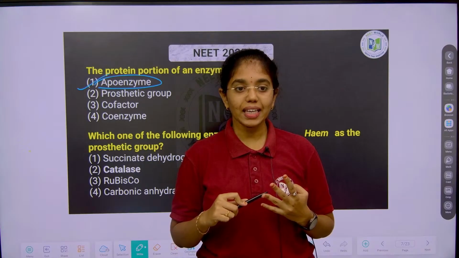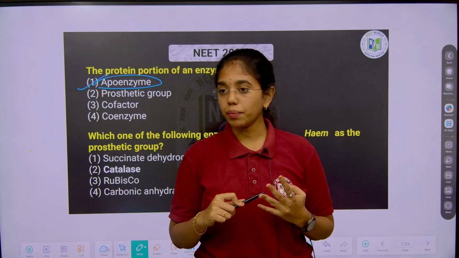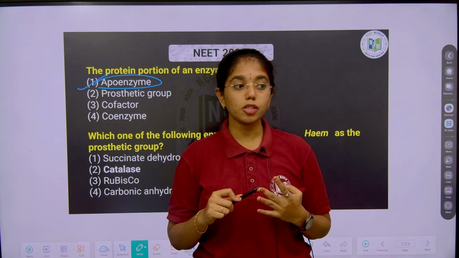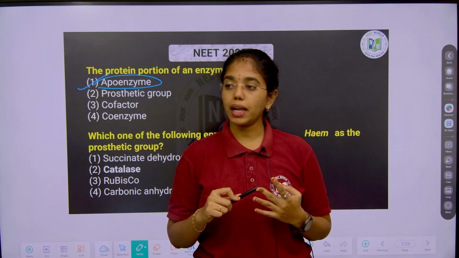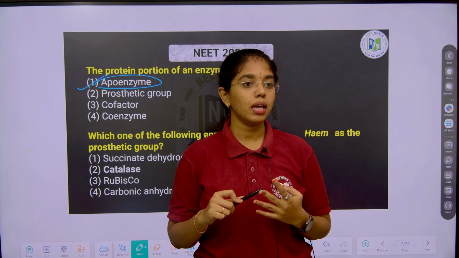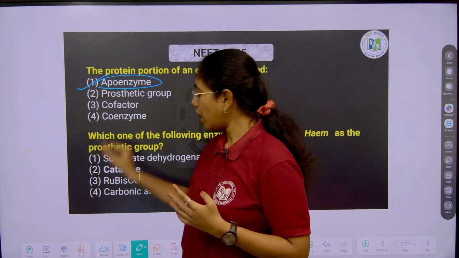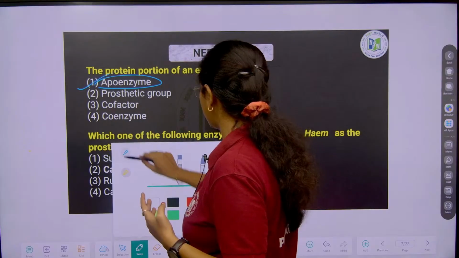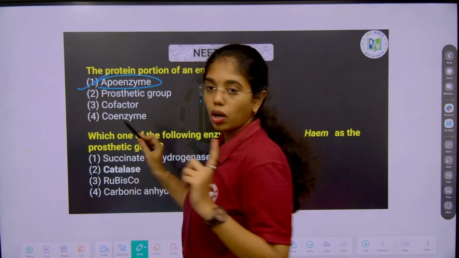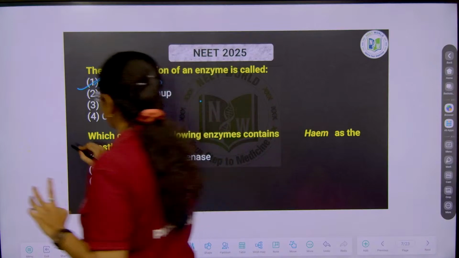Examples: NAD, NADP, which contain the vitamin niacin. Last is metal ion. What metal ion is given? Zinc, for the enzyme carboxypeptidase. Okay. This is how you have to recall the entire concept with one objective. Then it will be like a revision.